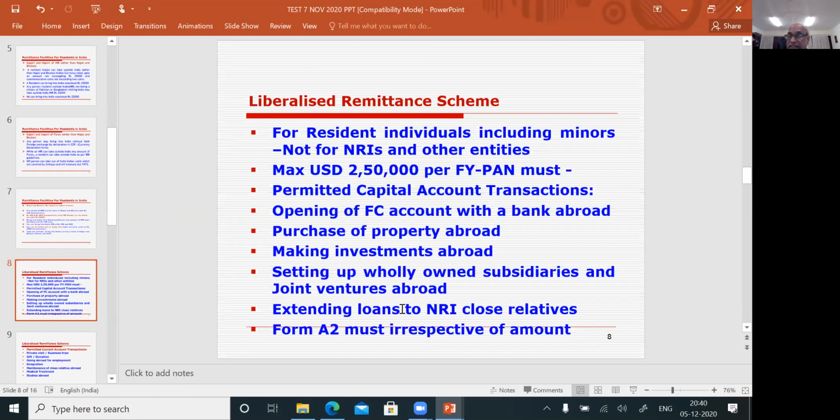For example, your friend is there abroad, or your son is there abroad. He wants some money urgently, or your friend says, sir, please give me some loan. The 250,000 US dollars, you can give as a loan to your friend abroad. What are the conditions? We will see somewhere else.